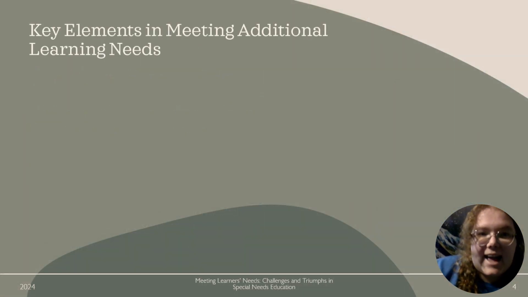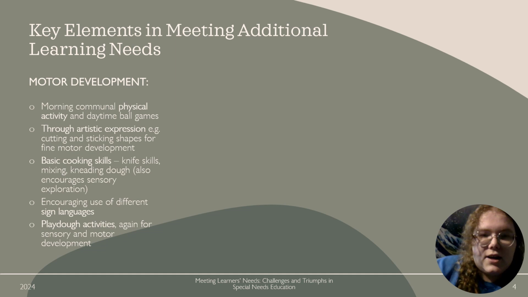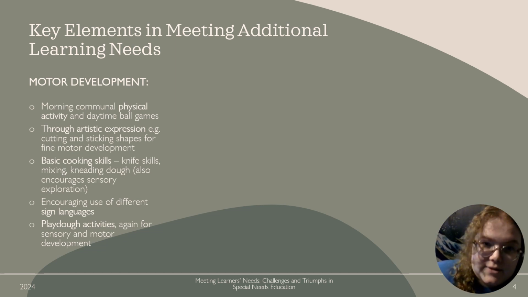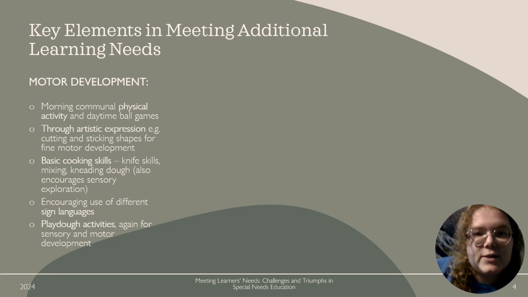When we're talking about some key elements to meeting his class's needs, we can categorize these into 3 categories. The first, motor development. His class have morning communal physical activity and daytime ball games. They also learn motor development through artistic expression by cutting and sticking shapes for fine motor development. Basic cooking skills such as knife skills, mixing and kneading dough also encourage sensory exploration as well as motor development.